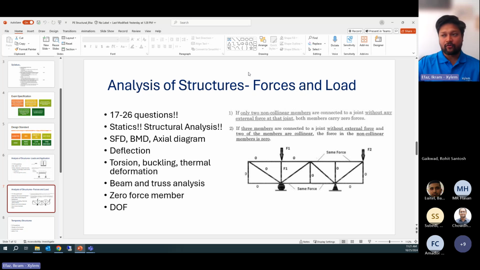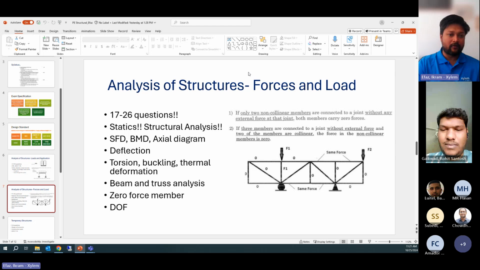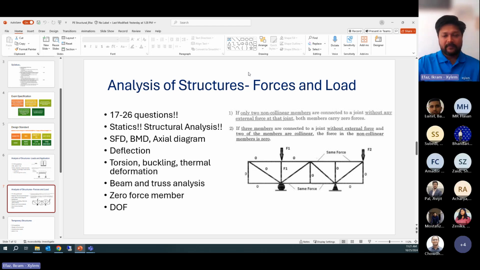You'll find questions on torsion, buckling, and thermal deformation. And then there will be beam and truss analysis. For truss, there will always be some truss analysis. There will be a big truss, and they will ask you to find the force in a member.